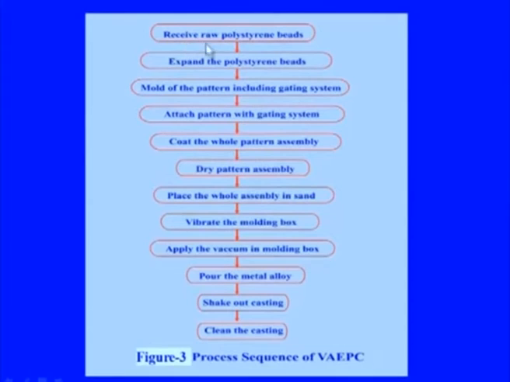In the first step, raw polystyrene beads are received, they are expanded, then the mold of the pattern including the gating system is made, then the pattern is attached with the gating system, and the whole pattern assembly is coated. In the next step, the pattern assembly is dried, then the entire assembly is placed in the sand, then the molding box is vibrated, then the vacuum is applied on the molding box. In the next step, metal alloy is poured, then the casting is shaken out and followed by cleaning of the casting.